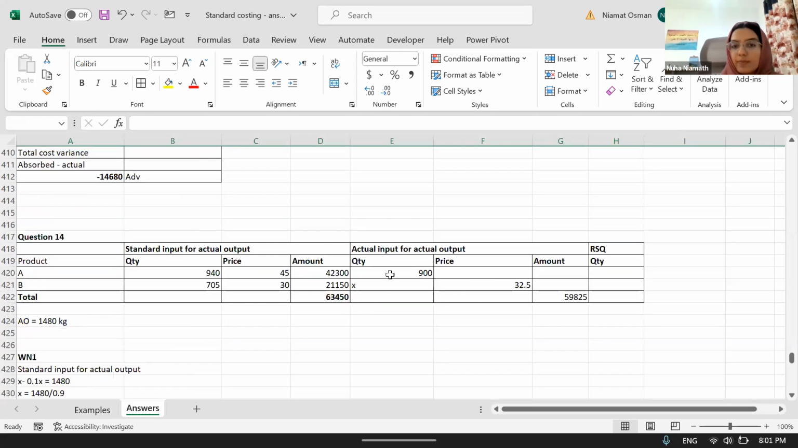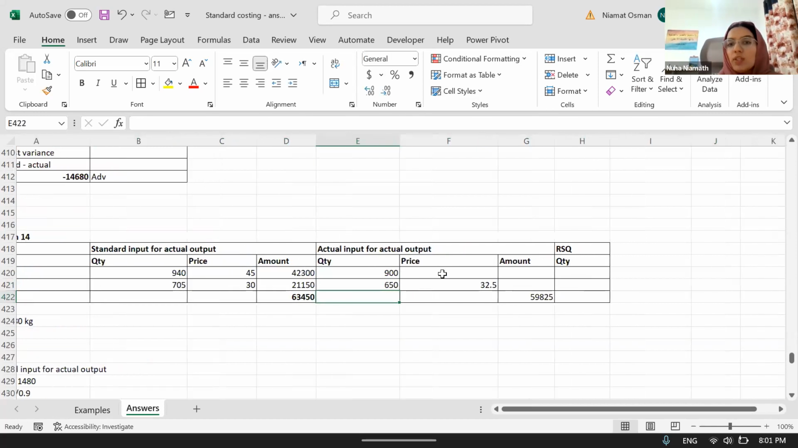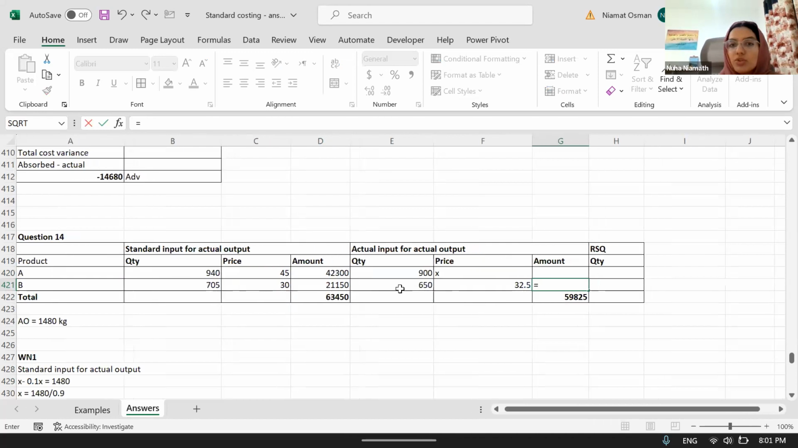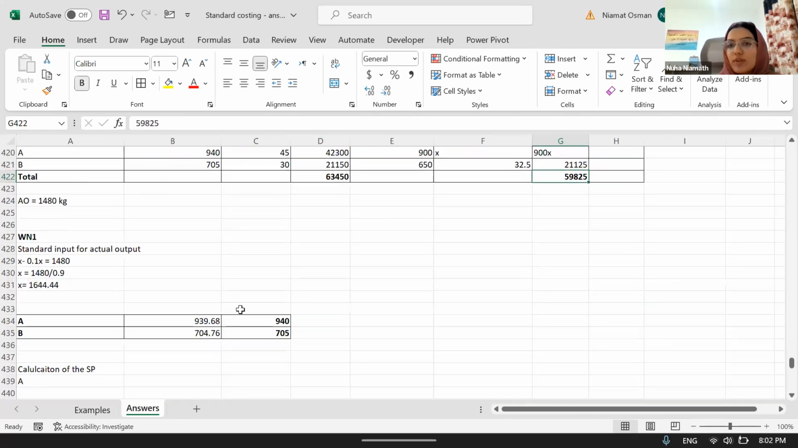Let's go and place it here. 650. So now we have AQA, we have AQB, we have the actual price for B. Only this is missing. This is our X. And we find it because we have the total. So our amount for B is how much? 650 into 32.5, 21,125. What will it be here? 900x. So 900x plus 21,125 is equal to 59,825. So find x.